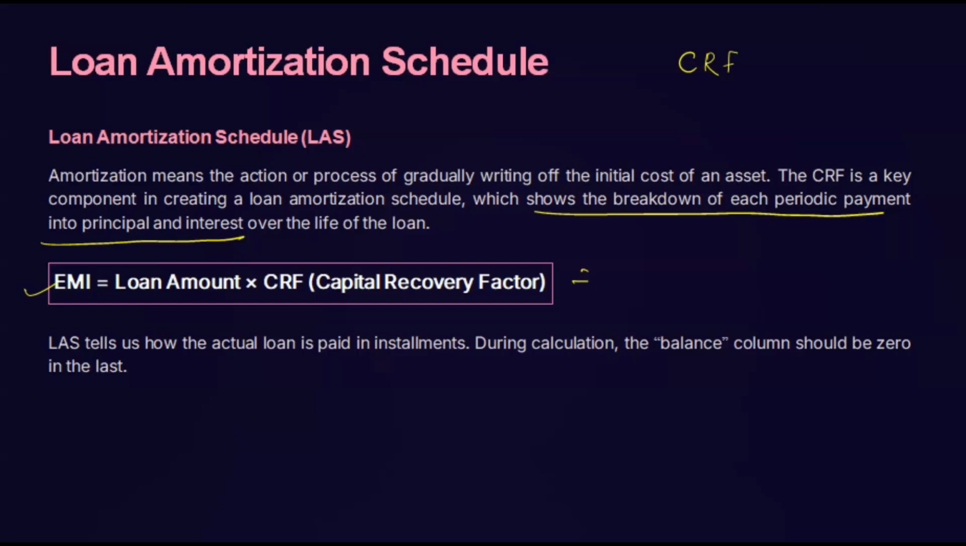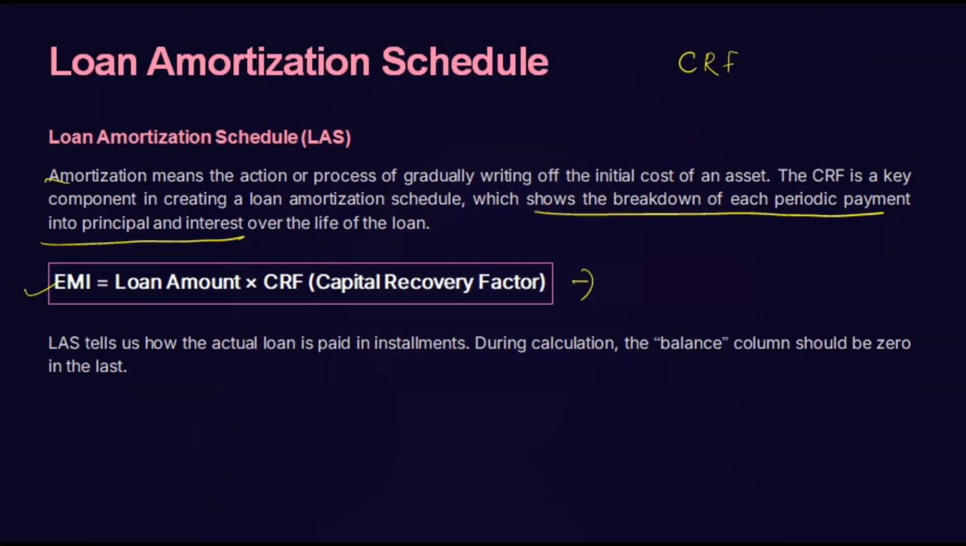So we'll get CRF, then we can multiply this capital recovery factor with the loan amount and we'll get equal installments. So here we are getting only the installment. How can that installment be broken down into principal and interest? In each period, monthly or yearly, what amount we are paying as installment, how can we divide it into principal and interest? That whole schedule can be created with the help of loan amortization schedule. We'll create a complete table of how that amount has to be paid.